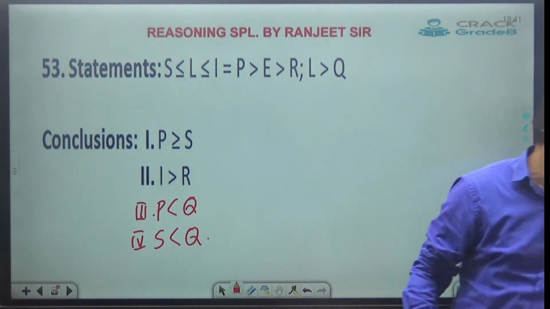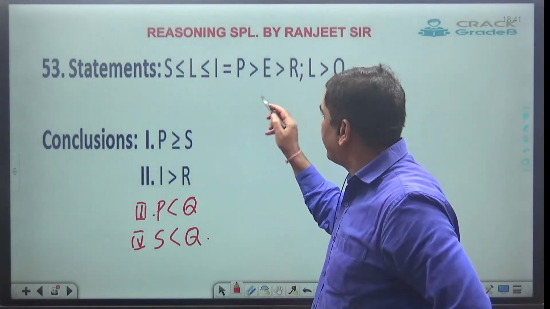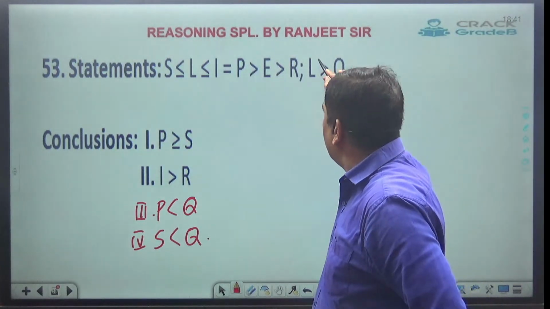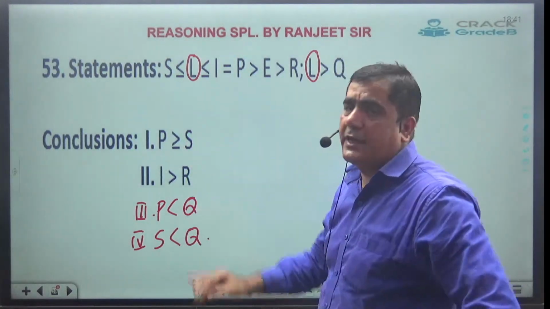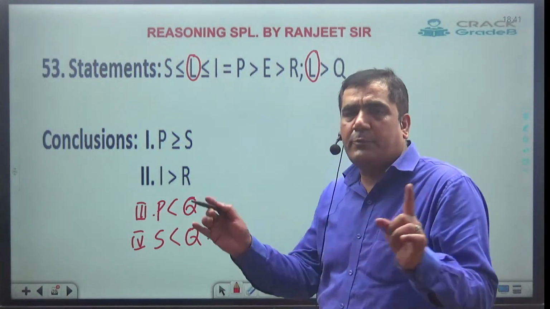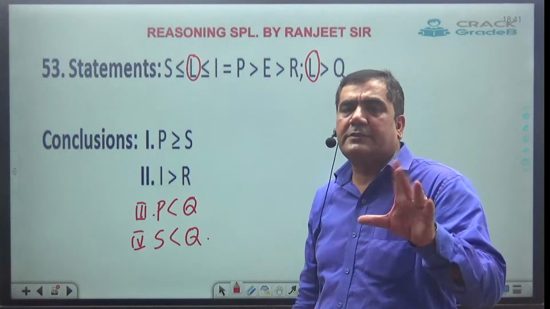Okay. Now let's start with this one. See here, I can see they have given two statements. First is this one, second is this one. What is common? L. L comes at the corner, no issues, but here L comes at the middle. Now there is a severe problem. We are not supposed to combine these two, because if you combine, the probability of getting a wrong answer is very, very high.